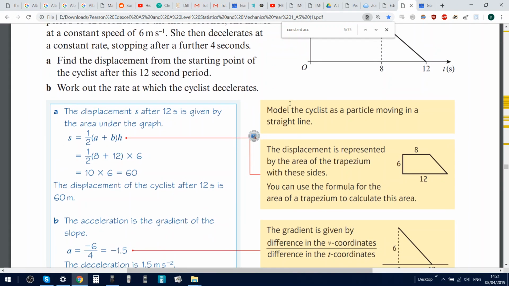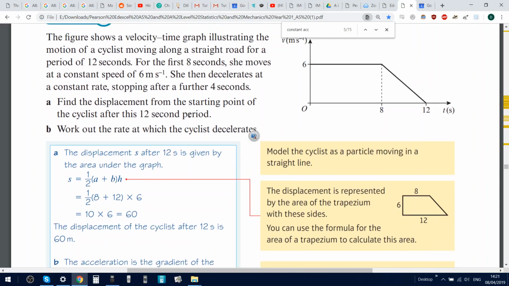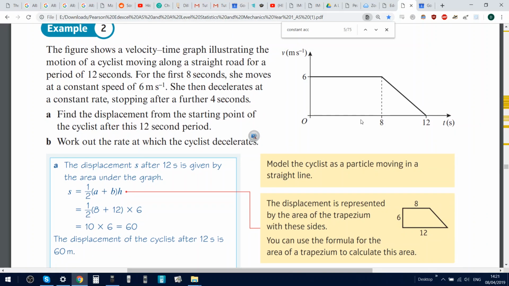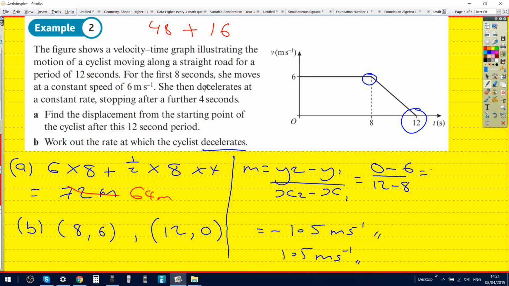Wait, they're getting 60 meters? Wait, what? After 12 seconds is given by the area under the graph. That is 6 times 8 is 48. This is 4 times 6 is 24, 12. Why did I write 16? The difference here is 4. It's because the height is 6. It's not 8. It should be 6. Which would make that 12. Okay. Which makes this 60.